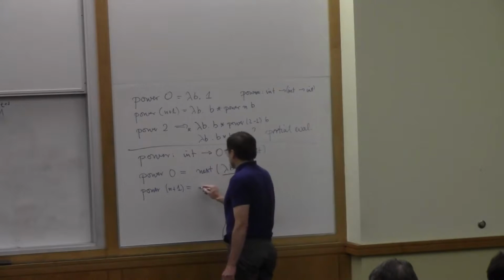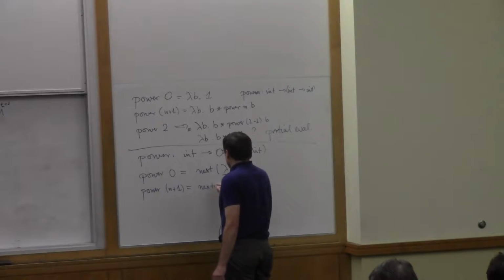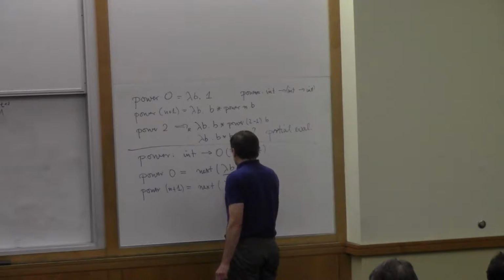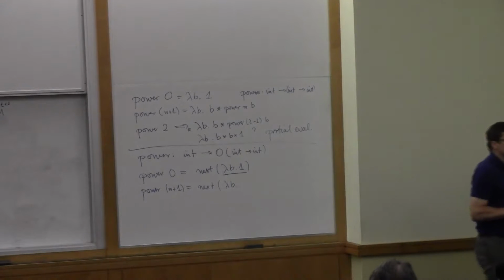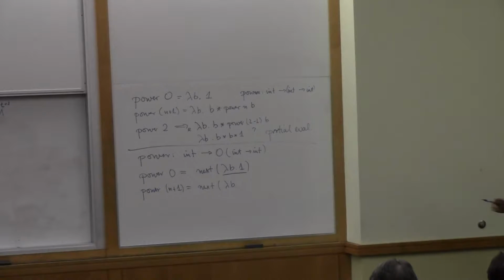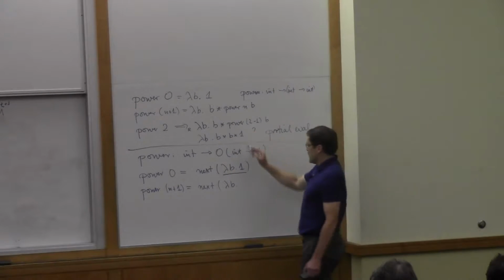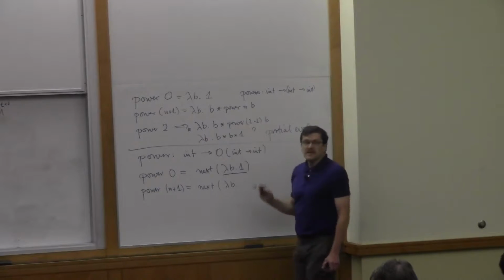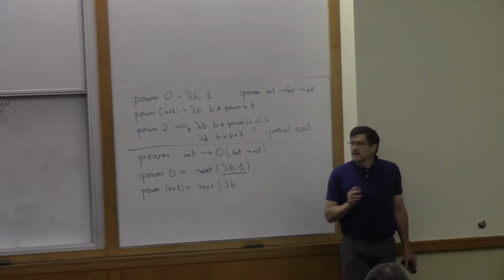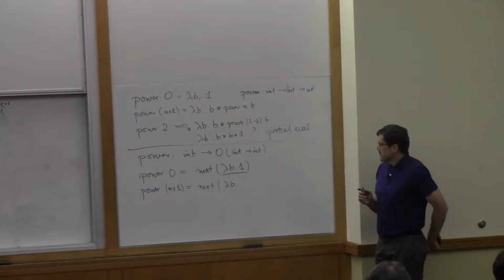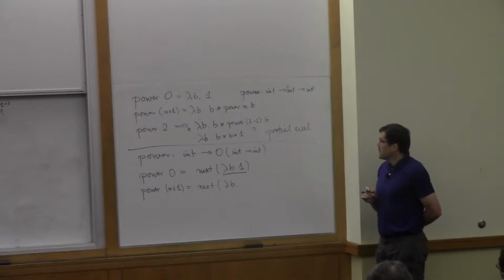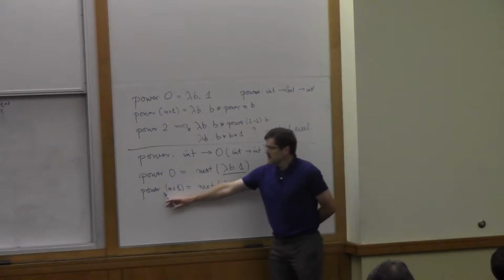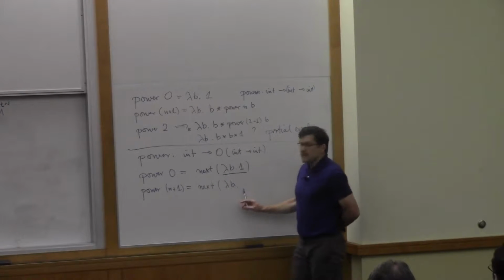So it's going to be a circle, so we're going to do next. It's going to be lambda b, some function. And now what do we want to put in the body of that function? So I can't just say power of n applied to b. Why not? It's not at the right time, right? Power of n would be at time 0, but here I'm at time 1.